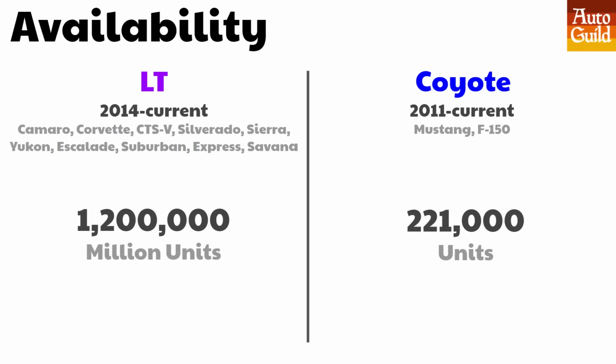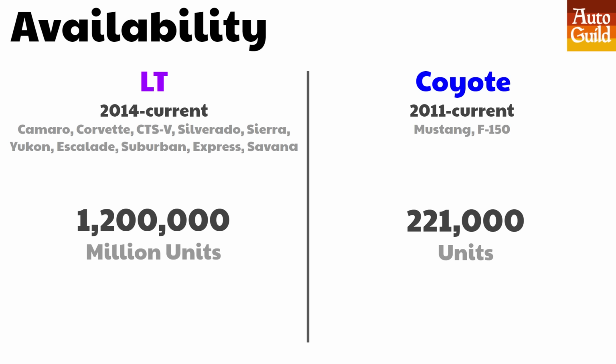Next up, availability. LT engine. Everyone knows the Gen 3 and Gen 4 LS engines were put in almost everything. And the Gen 5 LT is really no different. Trucks, SUVs, Camaros, Cadillacs, Corvettes. Based on my analysis of sales data and penetration rates of the V8 option in various models, I'm estimating that about 1.2 million LT-equipped vehicles were sold in 2019.